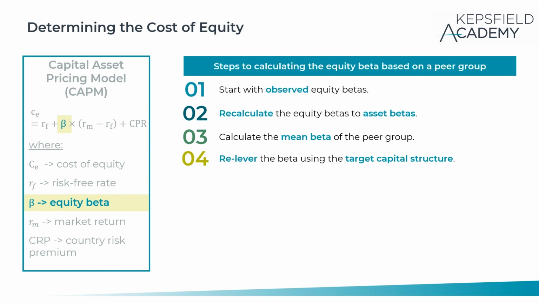Next, we can calculate the mean or the average of the asset beta of the peer group. Generally, the mean is applied. Finally, we can relever the asset beta based on the target debt-to-equity structure of the company that is being valued using the formula. Equity beta is asset beta multiplied by 1 plus debt divided by equity times 1 minus the effective tax rate.